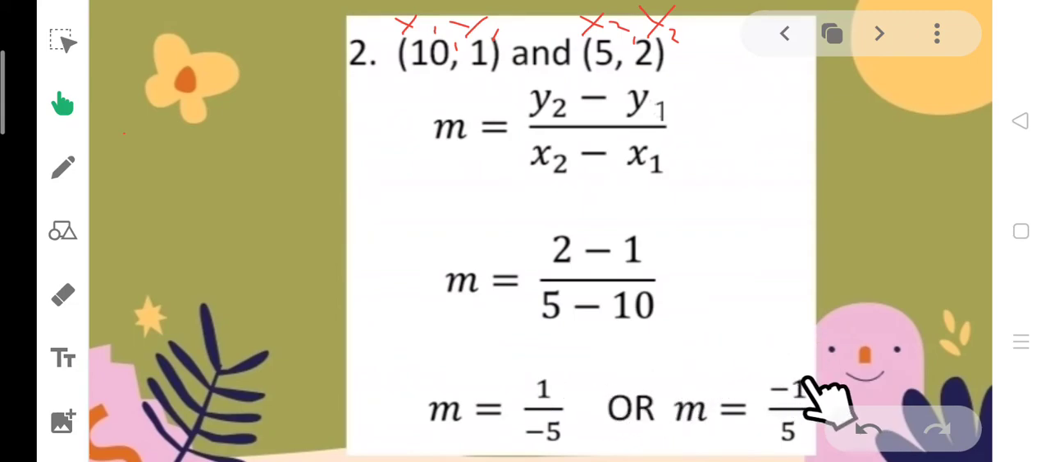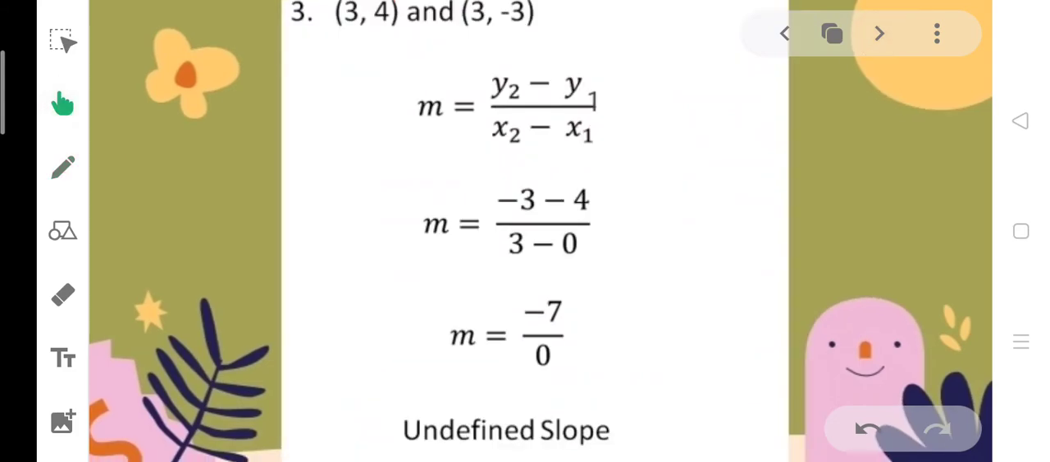Okay, so the slope is negative 1 over 5, meaning the line goes upward to the left. It is a negative slope. Okay, another example. We have this one. The line that passes through the points with coordinates 3, 4, and 3, negative 3. So again, this is the formula for finding the slope of a line that passes through two given points.